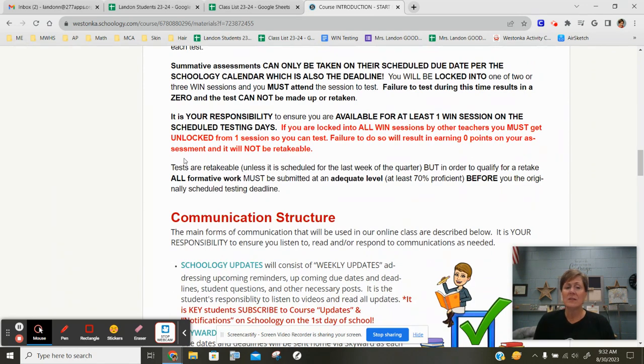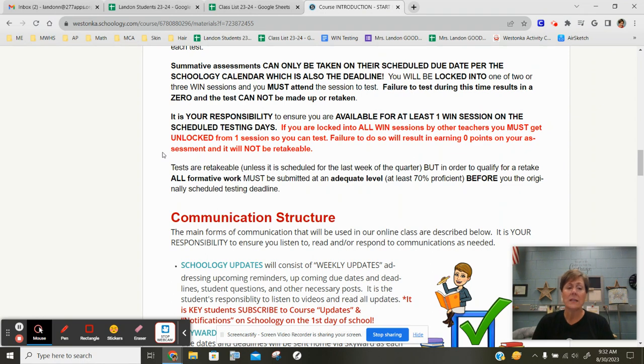Retakes, just like the math department policy: in order to qualify for a retake, first thing is it cannot be the last test of the quarter. Those tests typically are not going to be retakeable. Again, last tests of the quarter are not retakeable. If it does qualify for retake, you have to have all of your formative work done by the time the original assessment is first administered. And it has to be done at an adequate level.